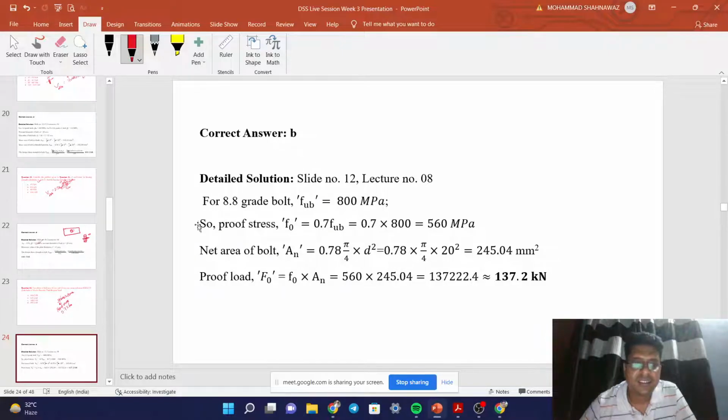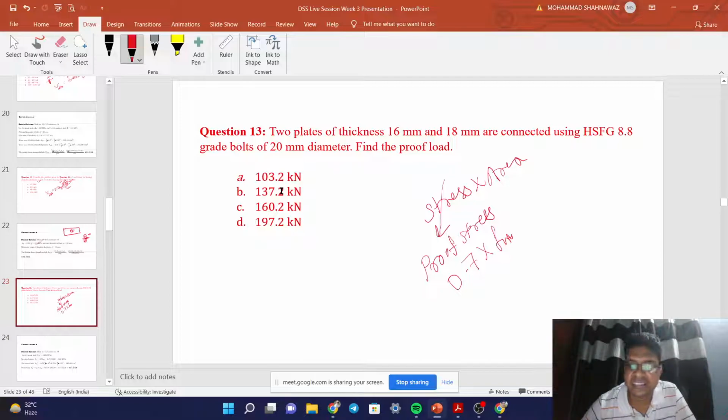See, the net area of the bolt is An equal to 0.78 times pi by 4 d square, and it is equal to 245.04. So multiplying this, we are getting 137.2 kilonewton. So option B is correct.